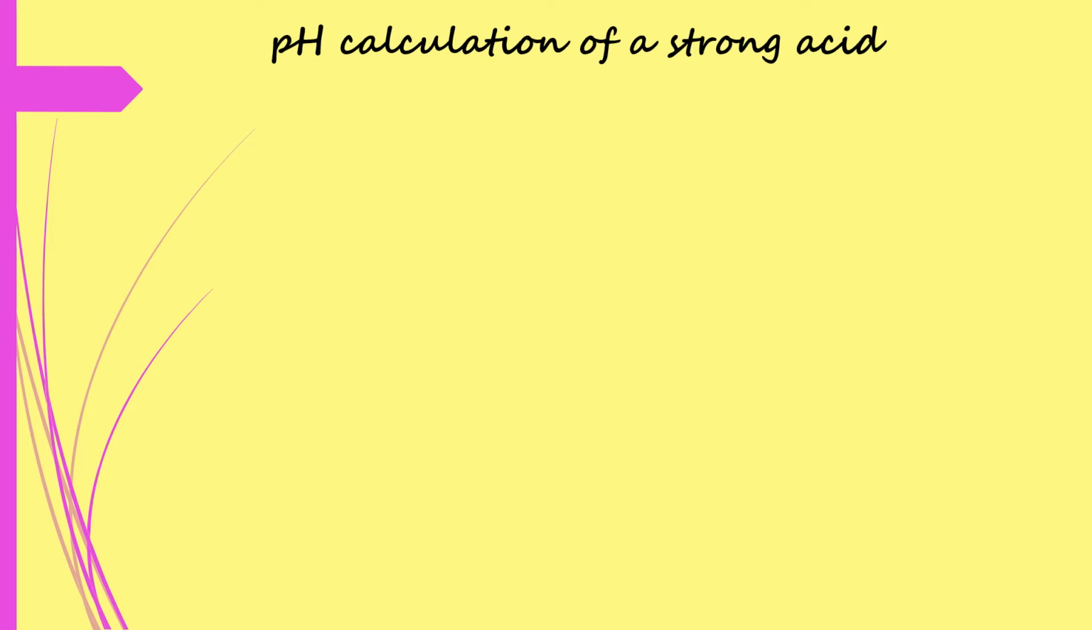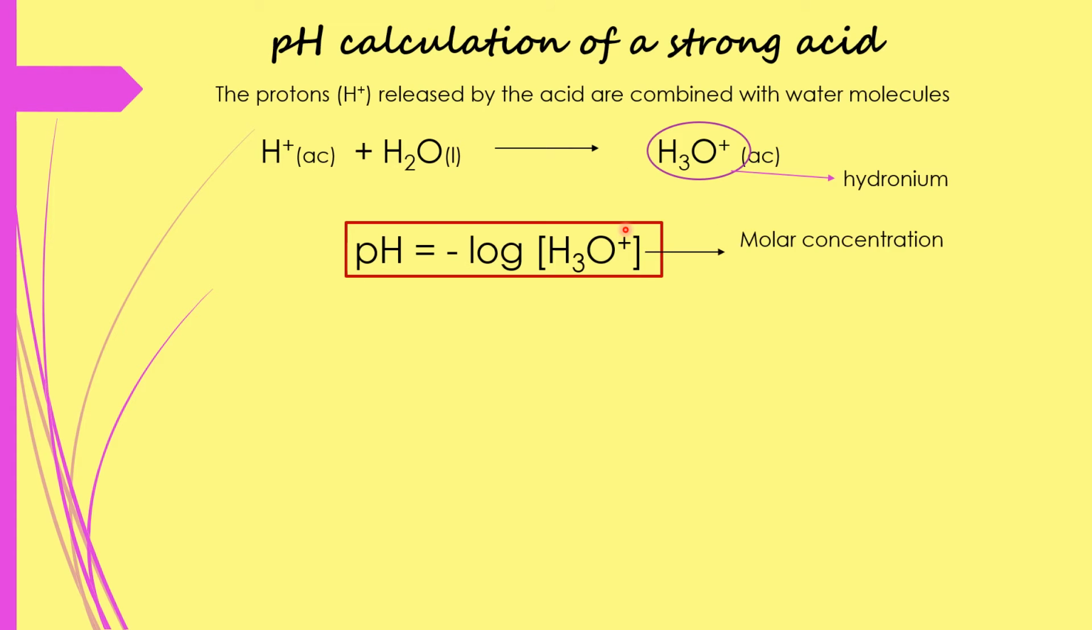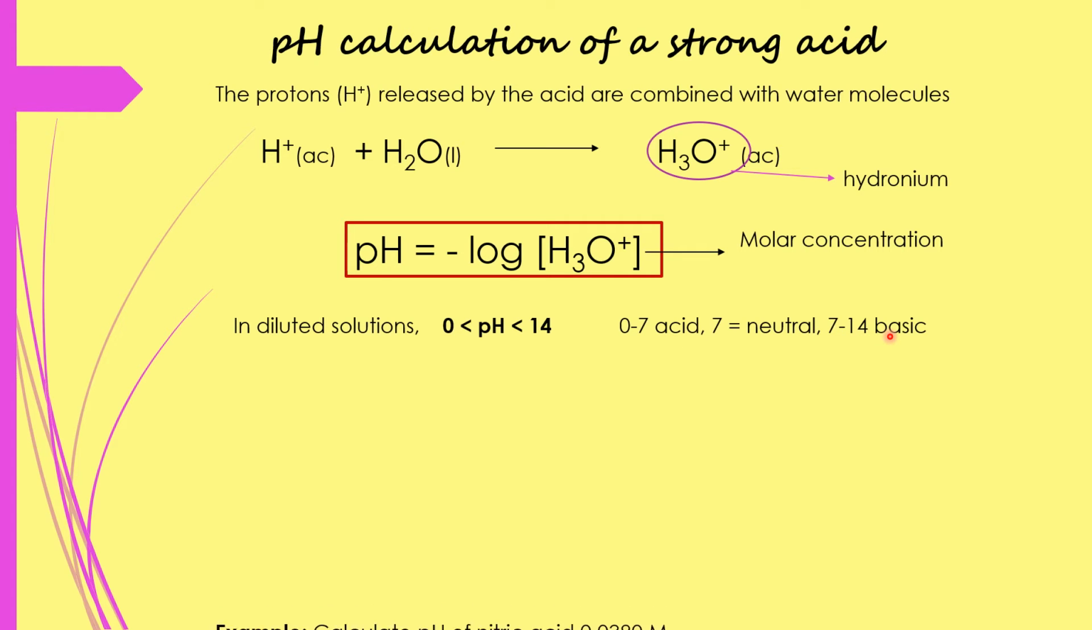How do we calculate the pH of a strong acid? First, you have to know that the free protons in water will always combine with a molecule of water to form this species. It's called hydronium. The pH is minus the logarithm of the molarity of hydroniums, always in molarity. In dilute solutions, pH goes from 0 up to 14, and you know that 0 to 7 is an acid solution, 7 is neutral, and after 7 it is a basic solution.